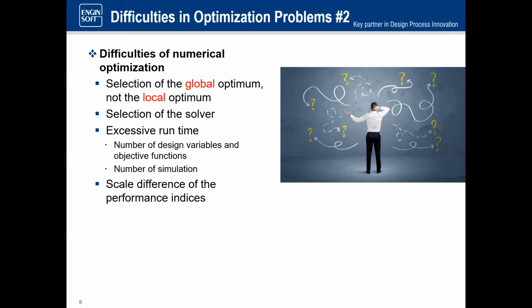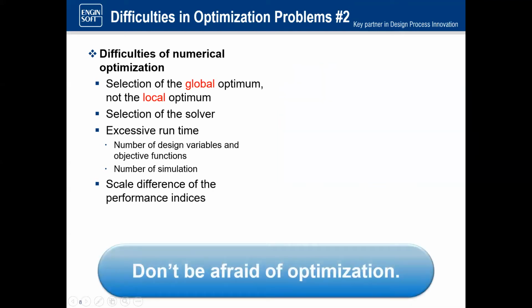The last one is the scale difference of the performance indices. So in other words, if one performance output has a value between 0 and 1, and another one has a value between 0 and 1,000,000, what we'd want to do is apply some scaling to make sure that we're weighting those things properly. But the good news is that we can apply that weighting. So the main point here is, don't be afraid of trying out optimization.